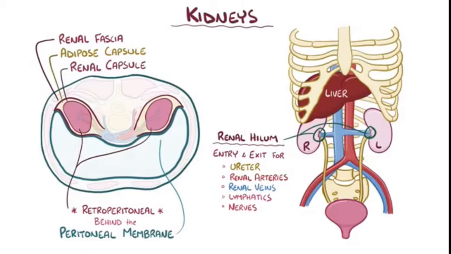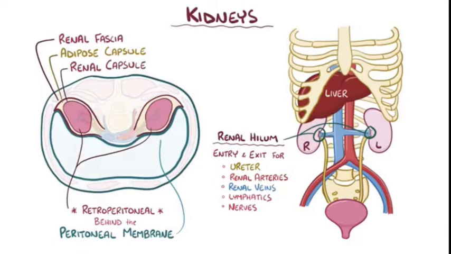Renal is situated between the T12 and L3. It is a retroperitoneal organ, which means it is behind the peritoneal membrane. It is encapsulated by the renal fascia, adipose capsule, and also renal capsule.